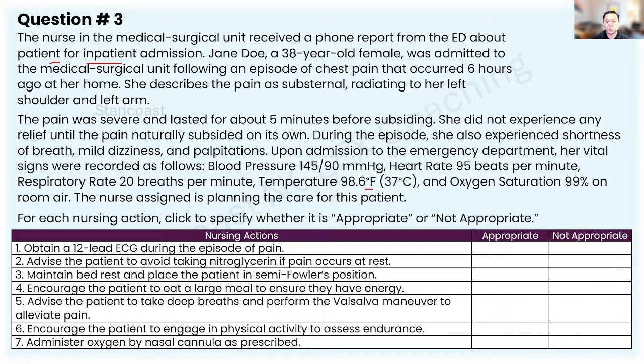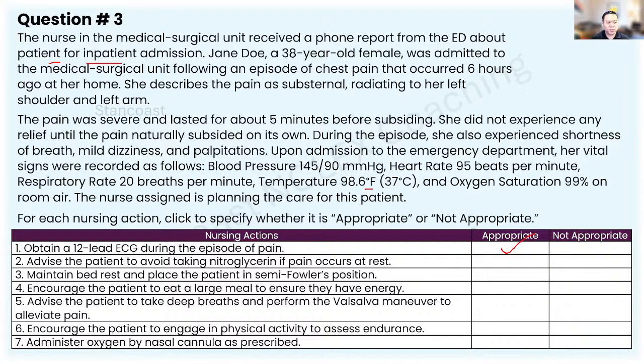Obtain a 12-lead ECG during the episode of pain? Yes, that is appropriate. Why? It can help identify the ischemic changes inside the heart during the episode of angina. So this is very important for us to obtain in order for the medical provider to diagnose and also guide their treatment. Most oftentimes there will be standing orders for us to perform a stat 12-lead EKG PRN for chest pain. All right, make sure we do that.